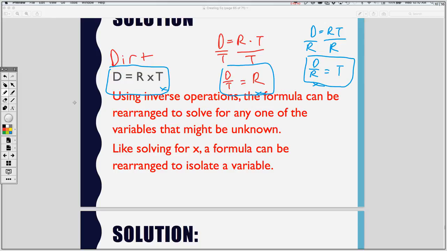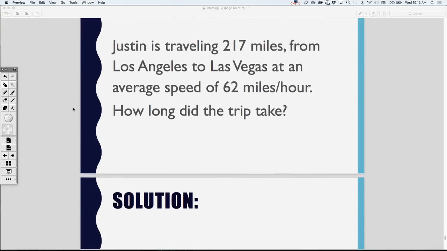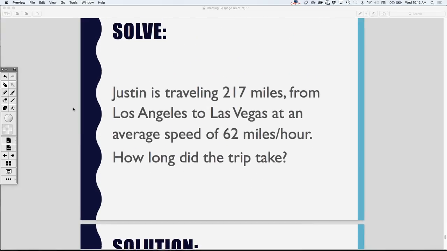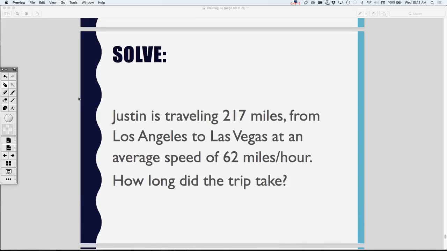Okay, try this one. Justin is traveling 217 miles from Los Angeles to Las Vegas at an average speed of 62 miles per hour. How long did the trip take? Okay, so Raimi, what are we trying to find out? Okay, so how long did the trip take? Good, that would be time. So we're trying to find time.